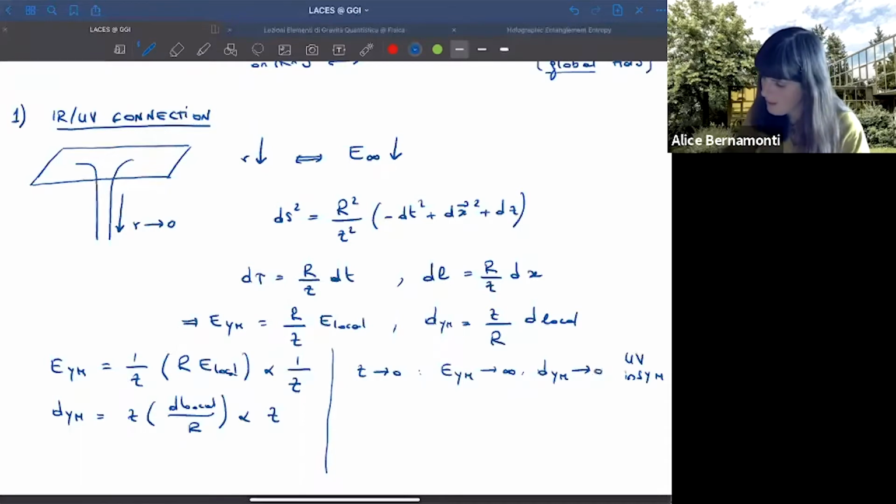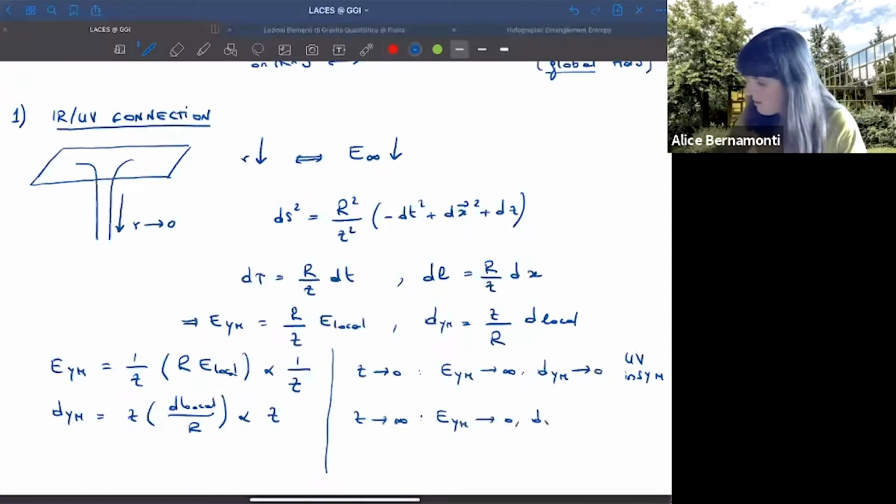And similarly, if we approach the interior of the bulk, we have the vice versa. So the energy will go to 0, will diverge. And so this is an IR process in the boundary theory.